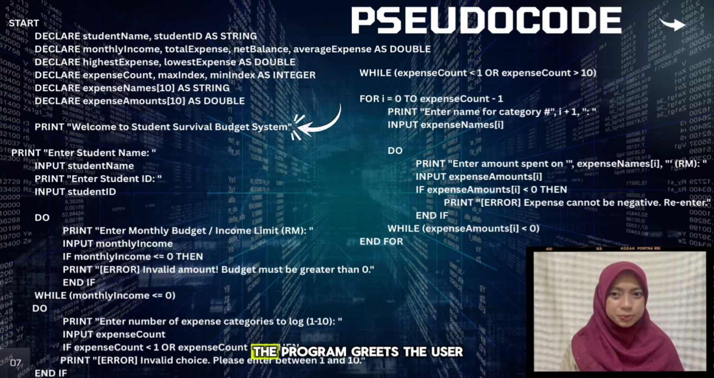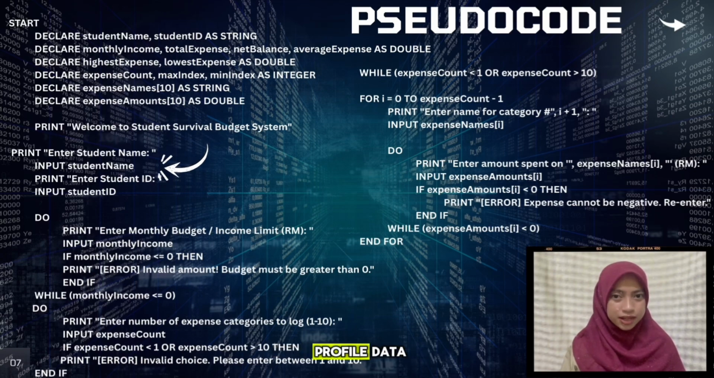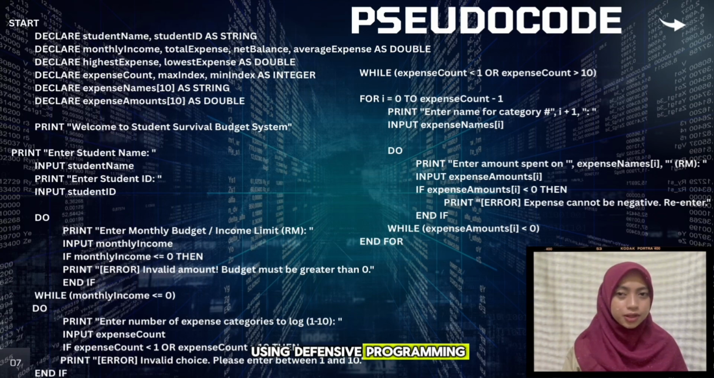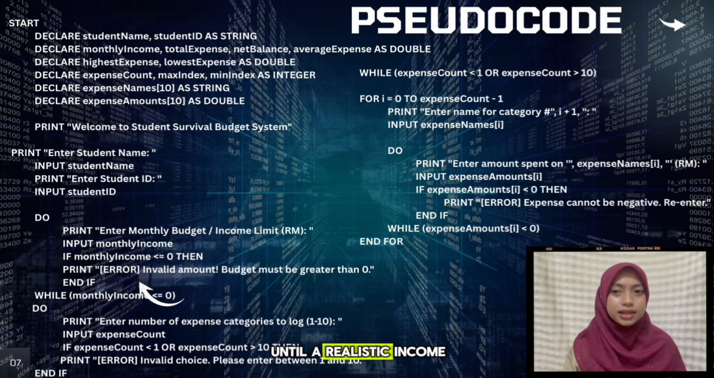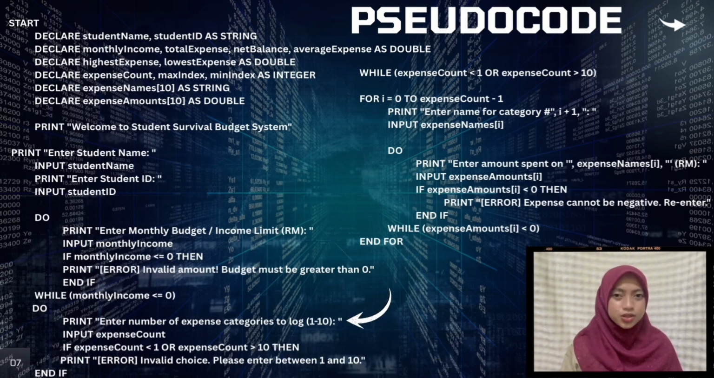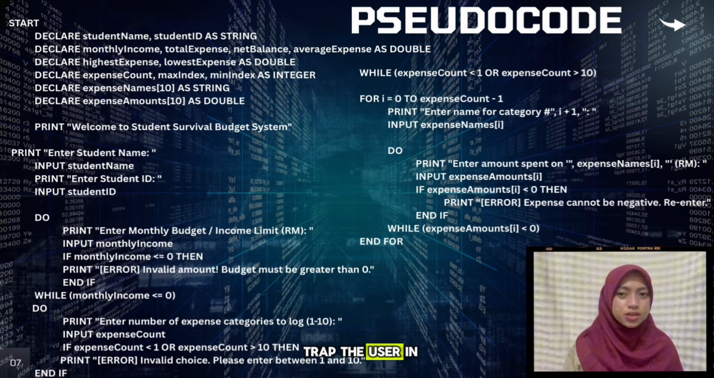Moving into user interaction, the program greets the user and captures their basic profile data. Right after, we implement our first layer of data validation using defensive programming. We use a post-test do-while loop to force the user to input a valid monthly budget. If they enter a zero or negative amount, an error message triggers and the system loops back until a realistic income is entered. We follow the exact same validation logic for the category selection. Students can log anywhere from 1 to 10 distinct items. The system will continually trap the user in a do-while loop until they provide an integer within that specific boundary.